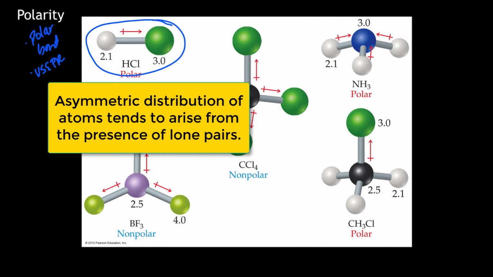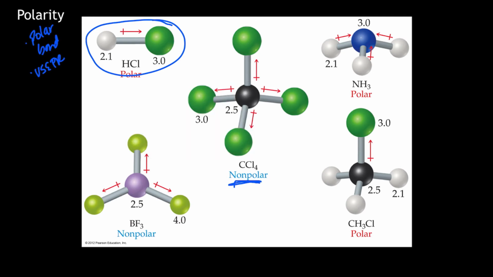So if we look here at CCl4, carbon and chlorine, definitely a polar bond, right? That's what this is telling you, in that all those bonds are polar. But going back to what your book says, those vectors all cancel. They're all pointing in opposite directions, which means that there is no net dipole moment for CCl4, yes?